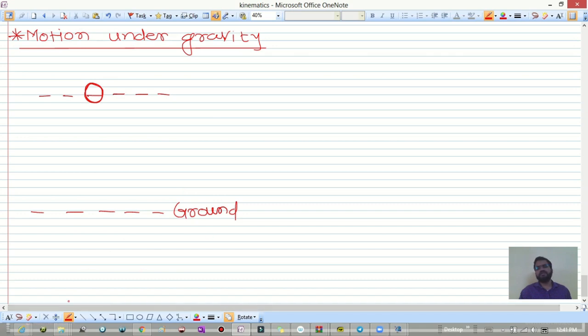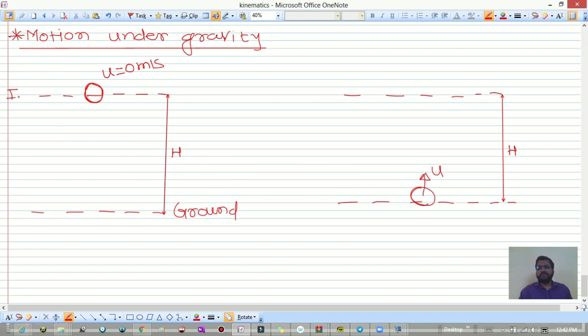And the second one is, if I throw the ball from the ground upward with some initial velocity. So I'll consider this height the same as this height. If this is capital H, this must be capital H. And here the initial velocity we have is 0 meter per second, and this is the initial position and this is the final position.